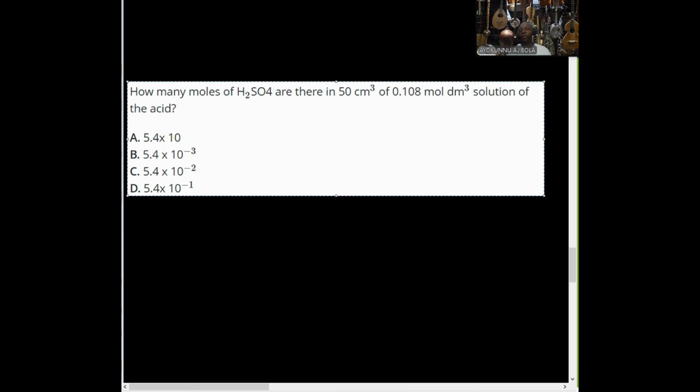So Moses, how many moles of H2SO4 are there in 50 cm cube of 0.108 mole per dm cube of the solution? Should we look at this together? No, I've not finished solving.